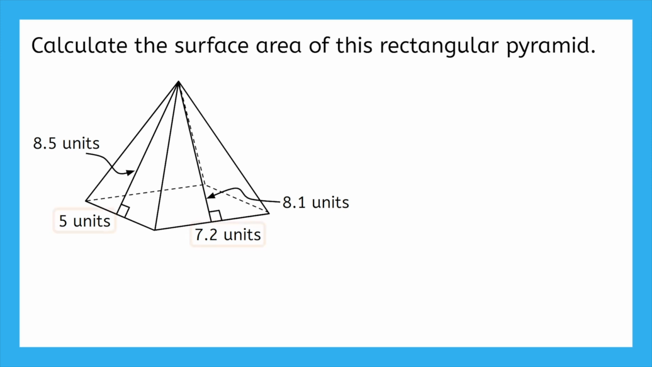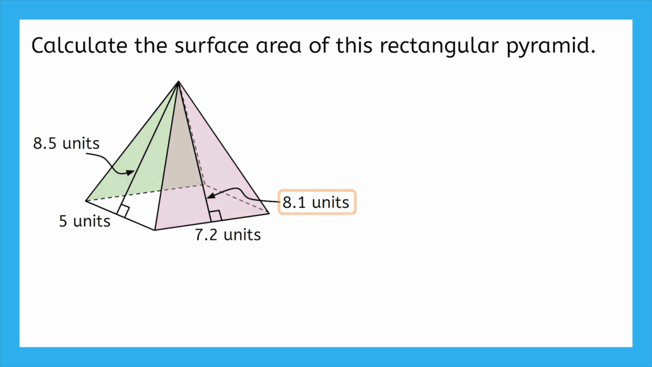Notice that we have 2 different edge dimensions on this rectangular base, and because of that, we also have 2 different slant heights. Why do you think that is? Yeah, the pairs of triangular faces have different dimensions, so this 8.5 units will be useful when calculating the areas of these triangles that use the 5 units as the length of their base, and the 8.1 will be used to calculate the area of these two triangles that use 7.2 as the length of their base.